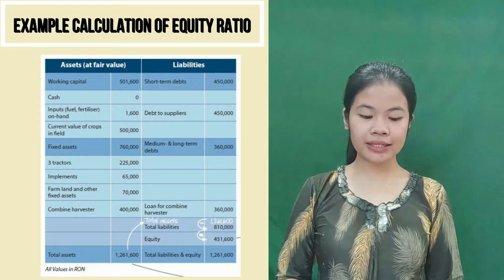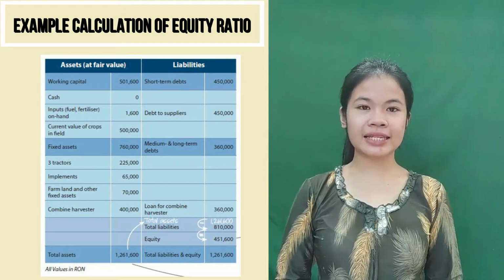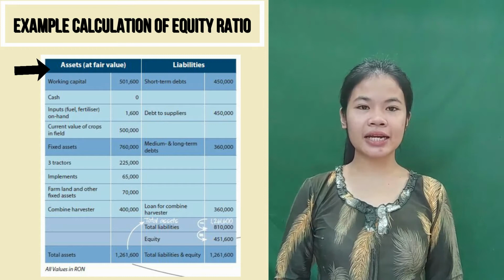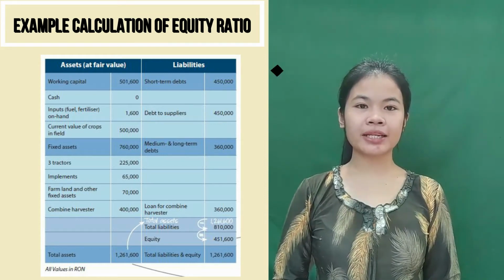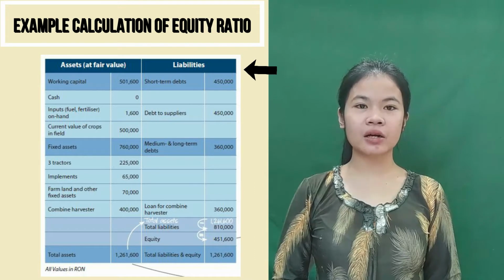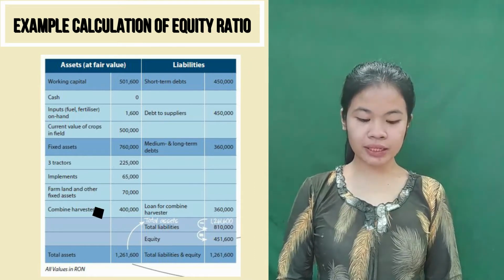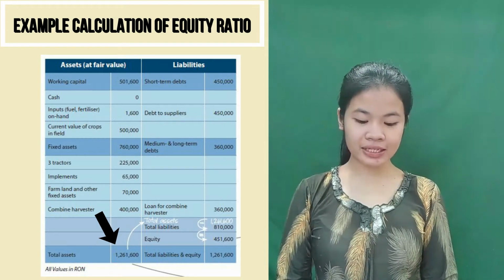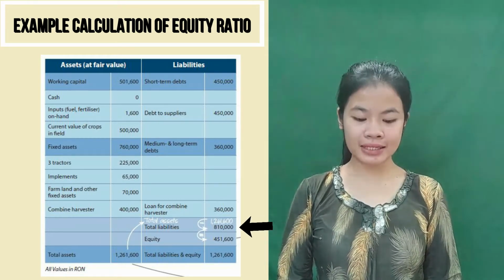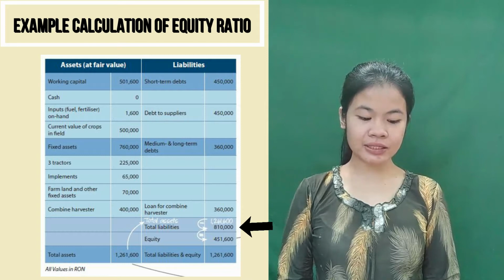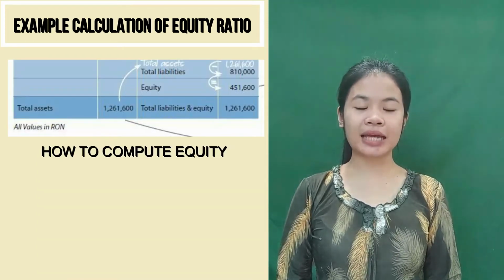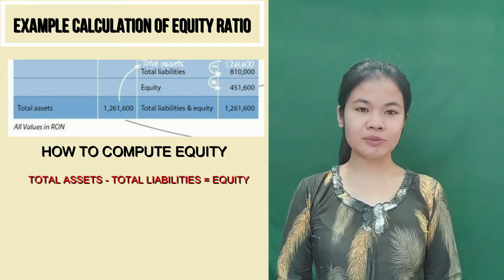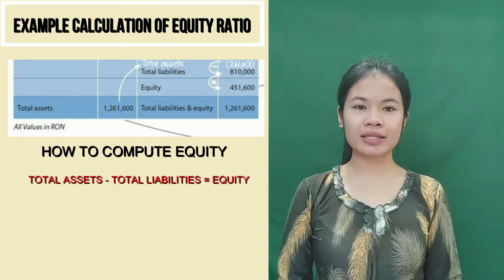So, if you look at the balance sheet, meron pong assets at liabilities. Assets are the items with economical value, while the liabilities, ito naman yung utang or loans. So, may total assets siya na 1,261,600 at total liabilities na 810,000. So, paano i-compute ang equity? So, total assets minus total liabilities is equals equity.